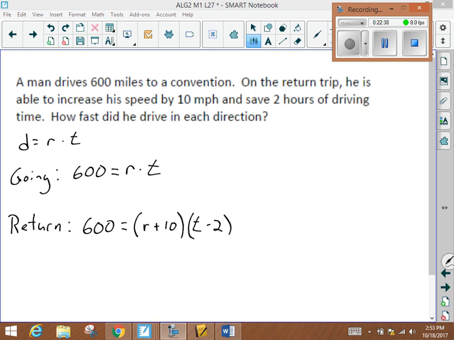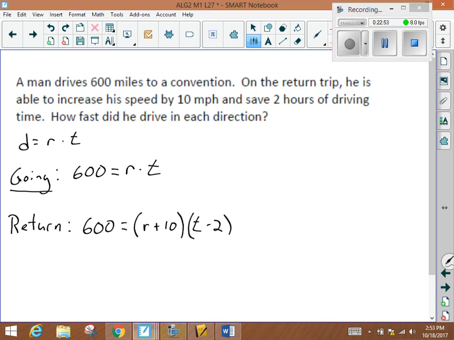Okay, so in order to do this, I have to go back to my Algebra 1 skills. I'm going to have to solve for one of these variables and then substitute it into the other equation. So in this case, I'm going to go ahead and solve my going time for t. If I solve this for t, I divide both sides by r, and I get t is equal to 600 over r.